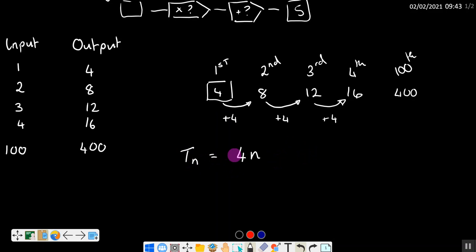And what I need to do is I should check, which is 4 multiplied by 2, 8? Yes. Is 4 multiplied by 3, 12? Yes. Is 4 multiplied by 4, 16? Yes. Is 100 multiplied by 4, 400? Yes. Okay. So I can now say, what is T200? Because I would do 4 multiplied by 200 and get 800. Okay. How do you feel about that?